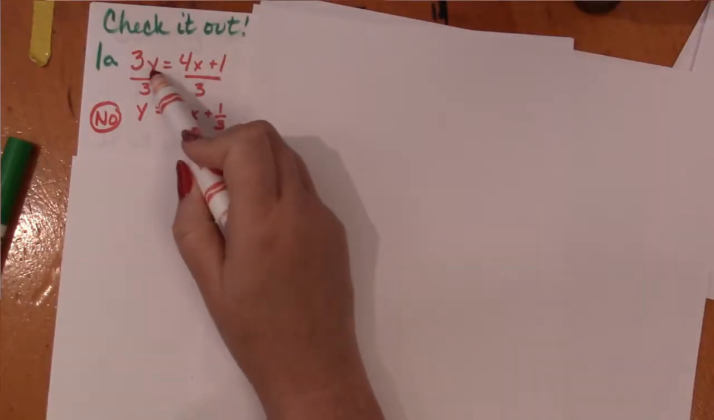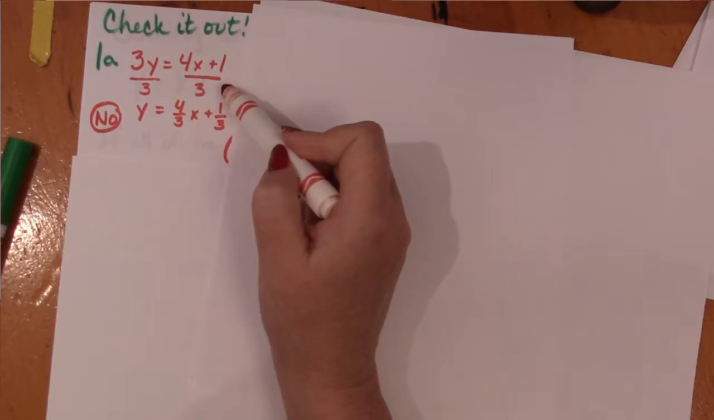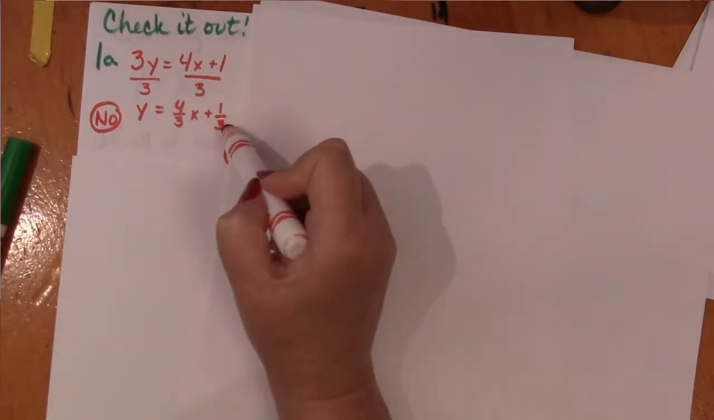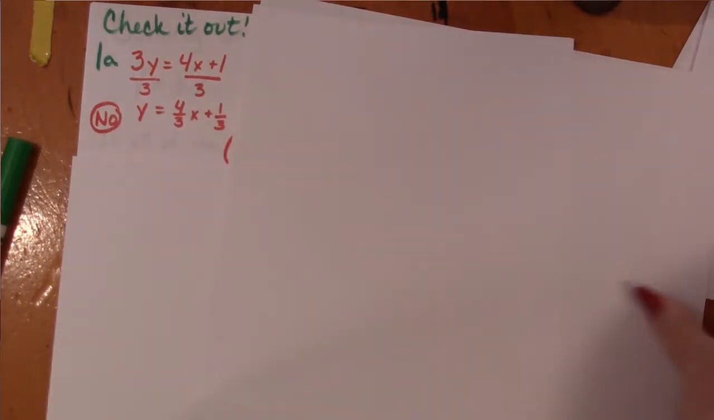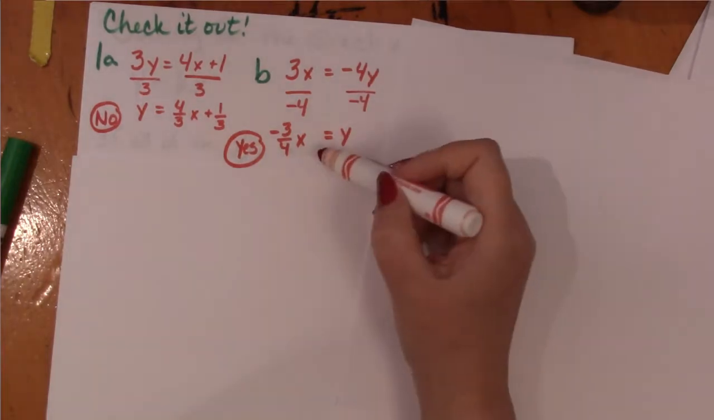Number 1 has 3y on one side, so all I needed to do was divide both sides of the equation by 3 to get y equals. And I have 4/3 x plus 1/3, and it's this extra plus 1/3 that means no, this is not a direct variation. B is a direct variation.